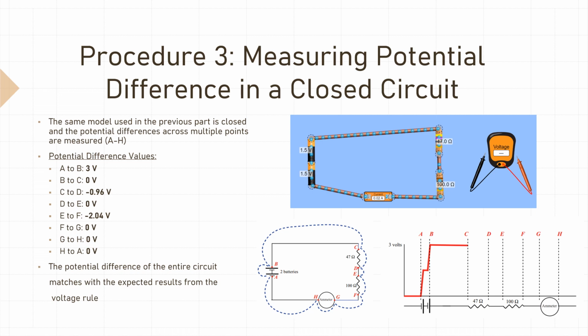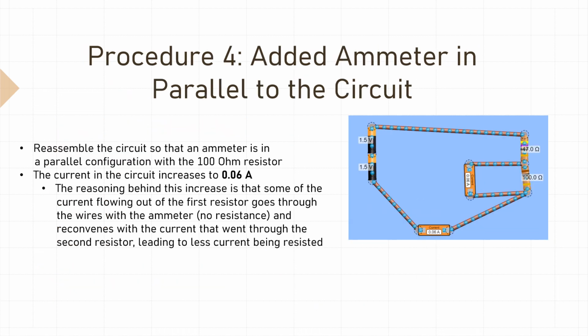For procedure 3, the same model as before is used except they closed it, and different potential difference values are found at different letter points about the circuit, and if you sum them all up, the potential difference of the entire circuit matches with the expected results from the voltage rule, which is 0.